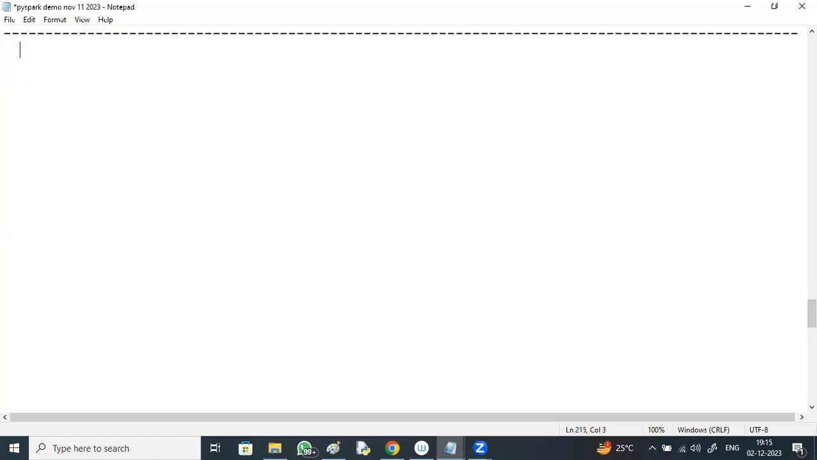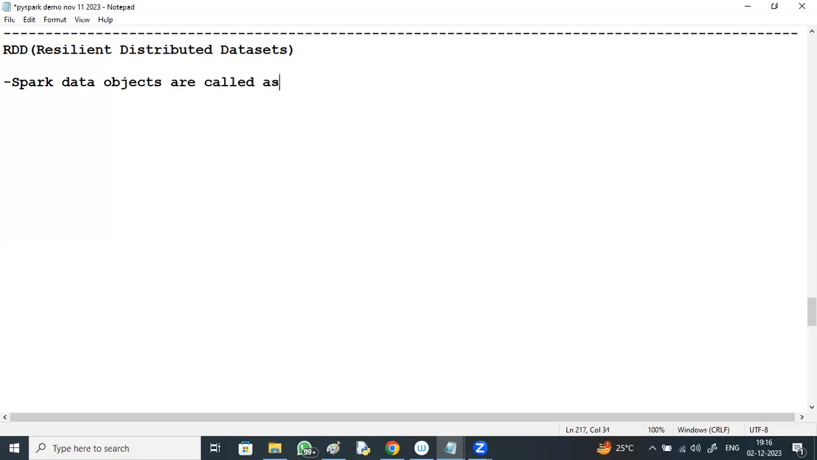Now, RDDs. You need to know the full form of this: Resilient Distributed Datasets. Spark data objects are called RDDs.